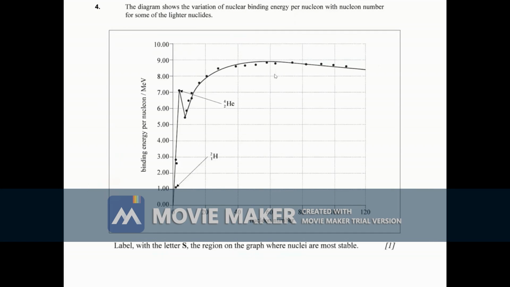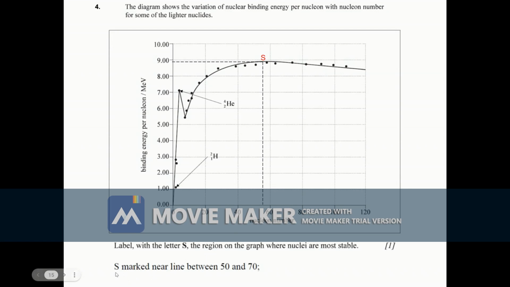This is one of the tasks which requires working with this diagram, which, by the way, can be found in the data booklet. Here we are asked to label with the letter S the place where the nuclei are the most stable. So let's take a look at the answer.